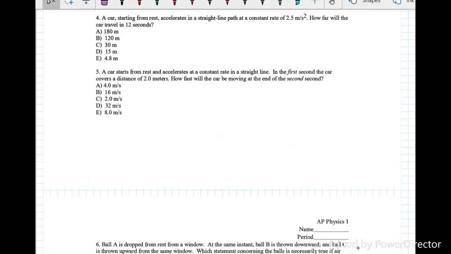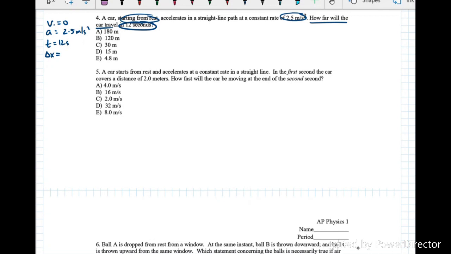All right, so number 4, got a car starting from rest. That means the initial velocity is 0. Accelerates at a rate of 2.5 meters per second squared. That tells me that my acceleration is 2.5 meters per second squared. I want to know how far the car travels in 12 seconds. So the time is 12 seconds. And I want to know how far. So I want my delta x.